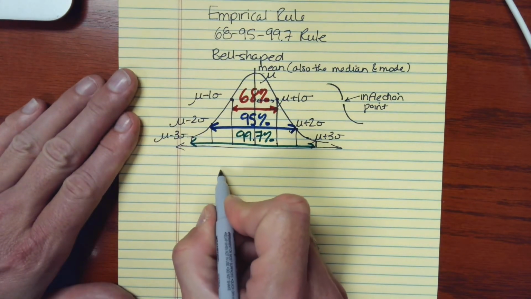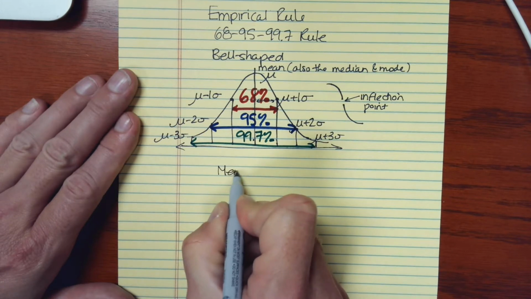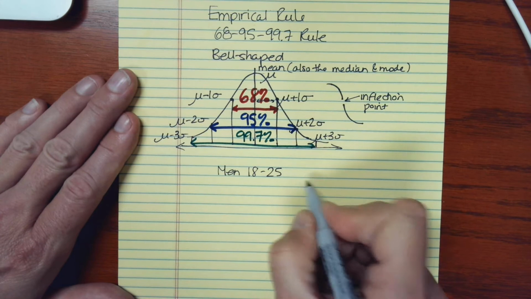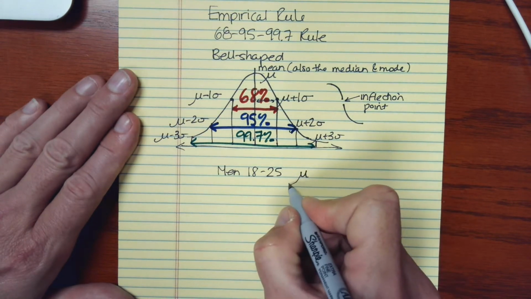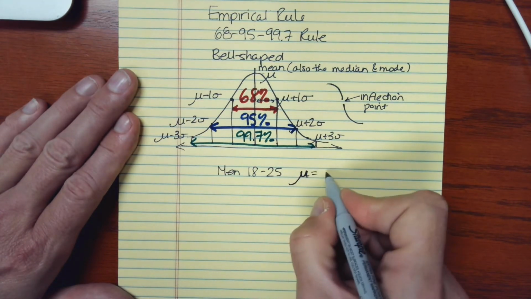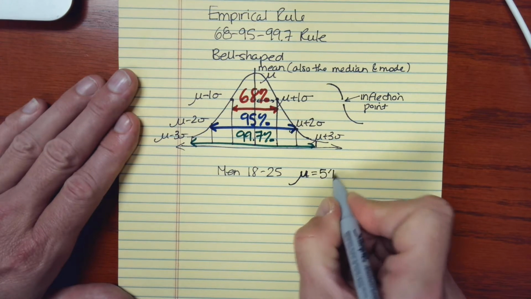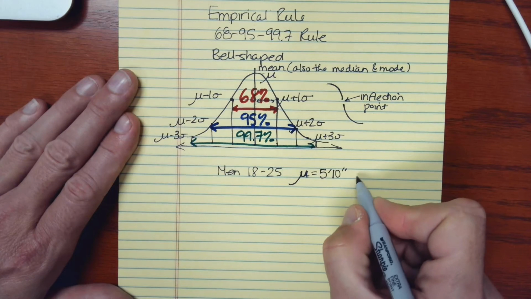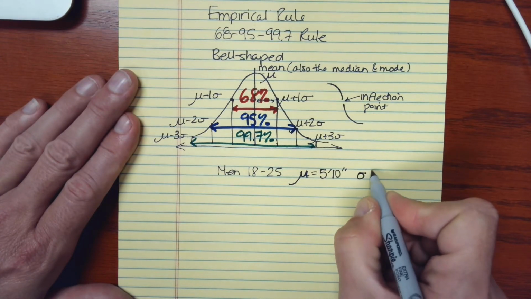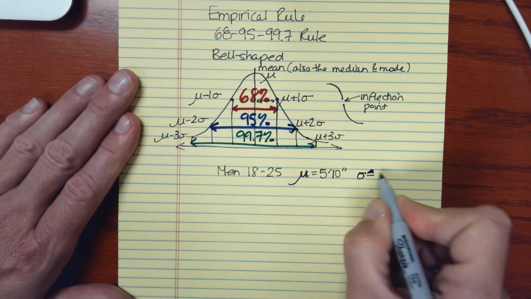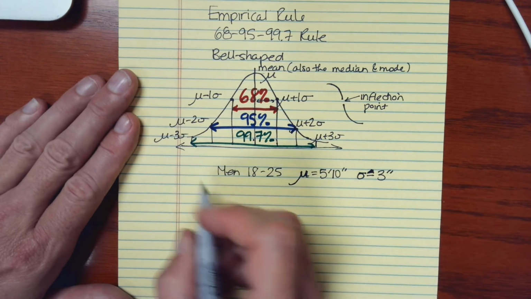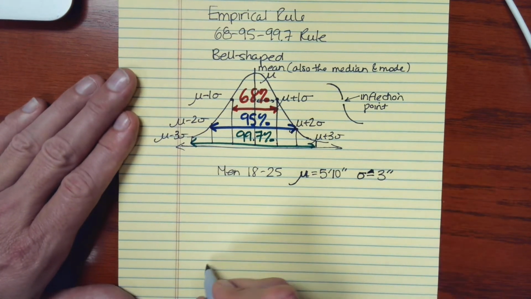Among men who are, I think, 18 to around 25, we'll say, the mean height, and this is the population mean, so I'm going to use the symbol mu, the mean height is about 5 feet 10 inches. But of course, there's a lot of variety. And in fact, the standard deviation is about 3 inches. And there is a normal distribution among the heights of men, so a bell-shaped distribution.